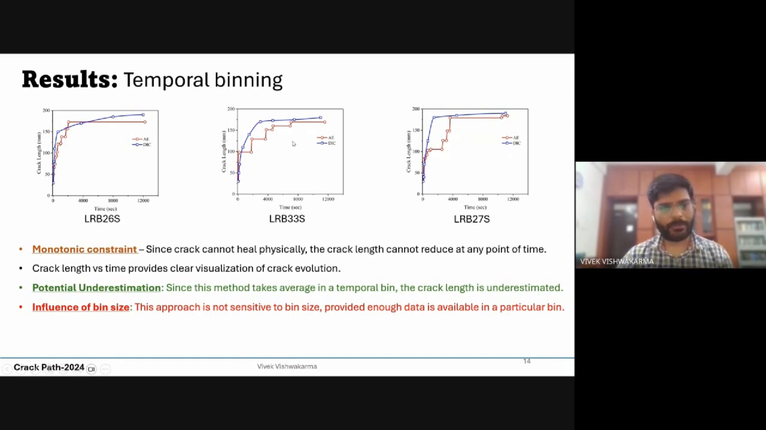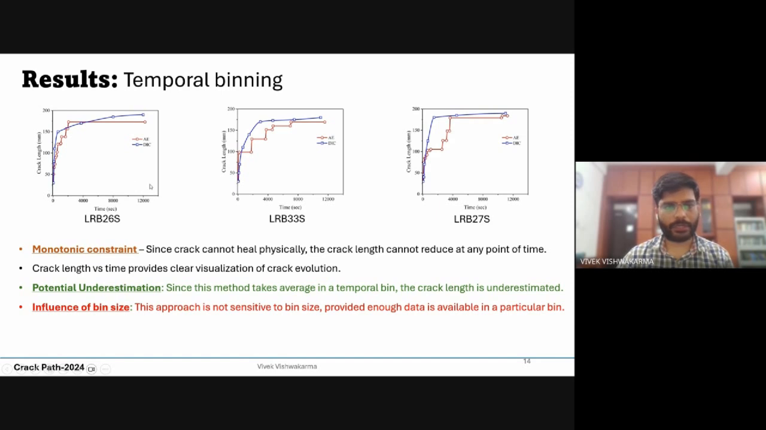So I have applied a monotonic constraint, meaning concrete cannot heal on its own. It is not a self-healing material. So at any instance of time, the crack length can remain constant or it can increase, but it can never be decreased. So this monotonic constraint helps you to visualize your data in a meaningful way.